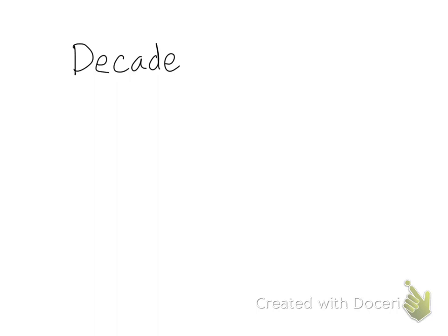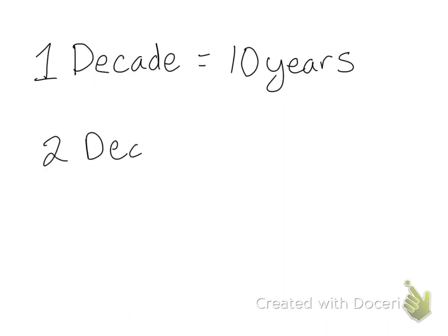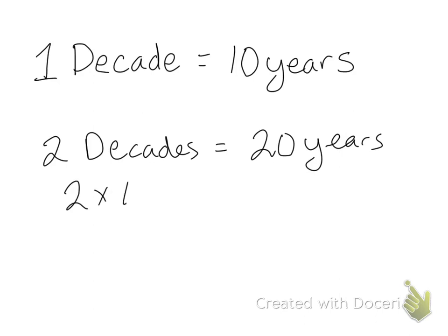One decade is a group of 10 years. Okay. So if you're more than 10 years old, you have been alive for 1 decade. Okay. So if you're 2 decades old, that means that you are 20 years old, because that's 2 groups of 10 years.